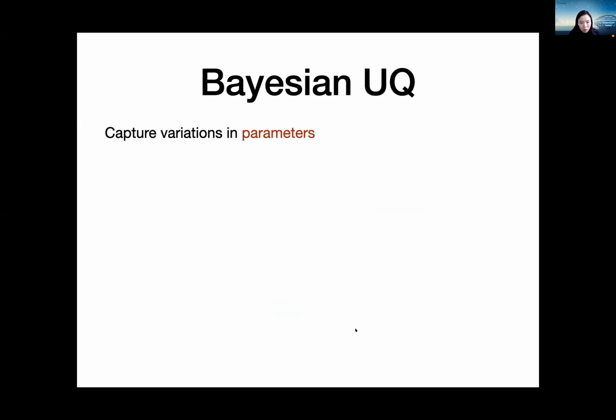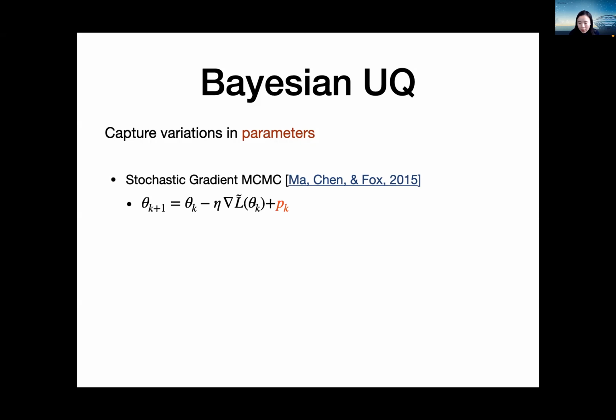So in Bayesian UQ, which captures the variations in parameters, there are also several classic techniques. One of them is developed by our collaborator EM, called stochastic gradient MCMC. So in training a neural network, the common method is based on stochastic gradient descent, which means we update the parameters of a deep neural network using a mini batch of data to calculate the stochastic gradient. So eta is the learning rate, theta k represents the parameter update at the k-th iteration, and del L tilde represents the stochastic gradient.